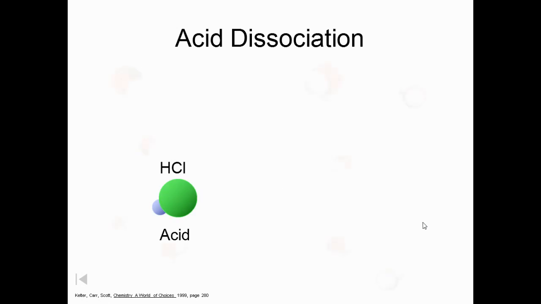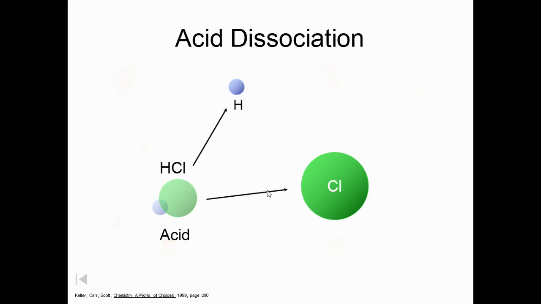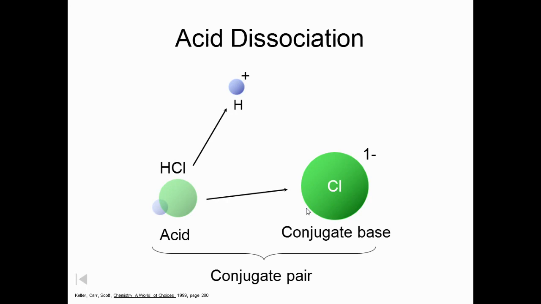So we start with our acid, and here we're looking at it in solution. It's going to donate a proton, and then that proton will be accepted by another water to make the hydronium ion, and we'll be left with the chloride ion. That ion will then have a negative charge, and we'll call that its conjugate base, just to repeat what I just said.